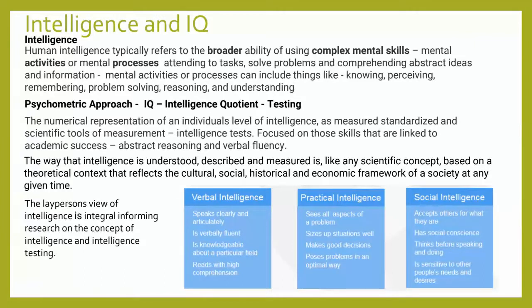We have to look at how normal people in society understand intelligence, and how we understand intelligence often informs research around intelligence. So when we look at intelligence from our own perspective, we see a number of different things. We see a verbal intelligence, about being able to speak clearly and articulate, be verbally fluent. We have a practical level of intelligence where we look at problems and can assess situations. And we also have a social intelligence.